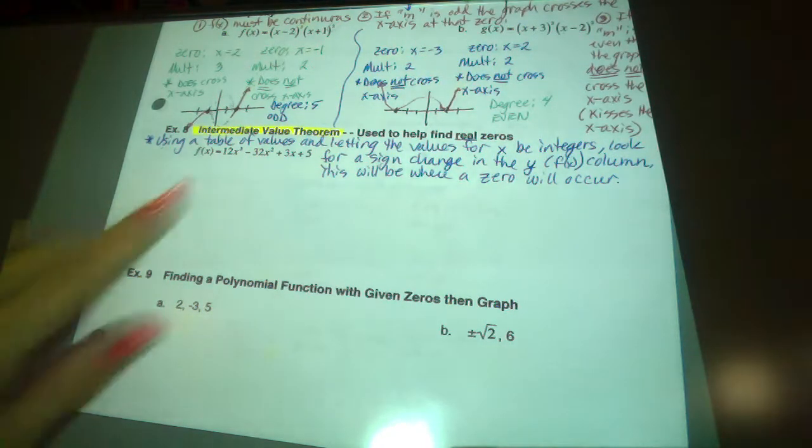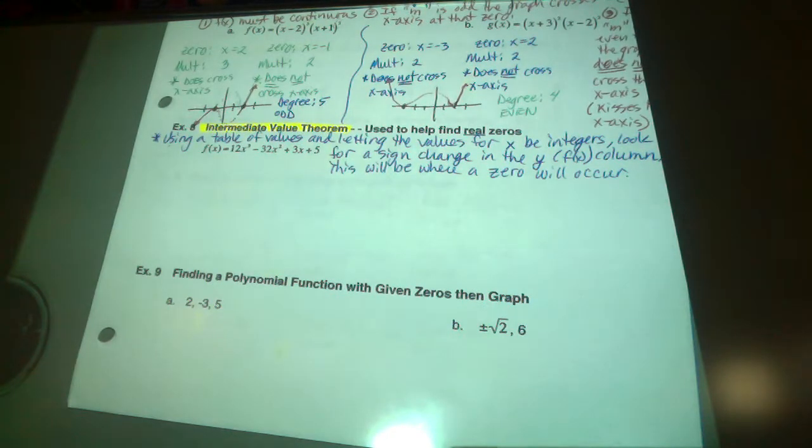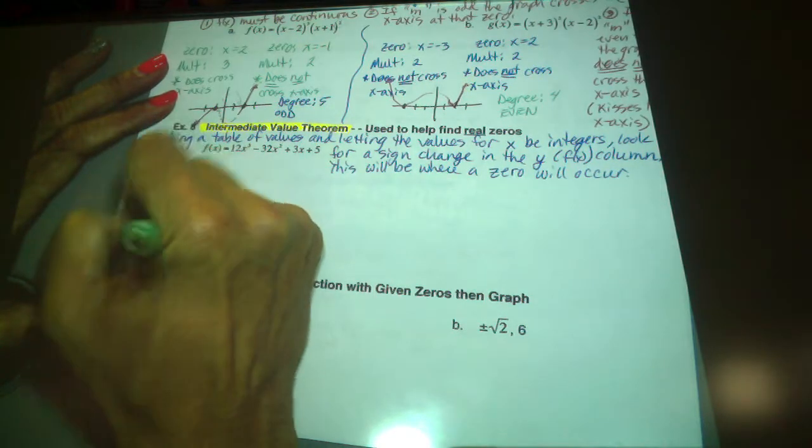Now, I can look at this particular polynomial, and I know at most how many zeros am I going to have. 3, because that's the highest degree of that polynomial. So I'm looking for 3 sign changes at most. Now the question is, where do I start? How do I know where to start on my table of values? So here's my x and my y table.